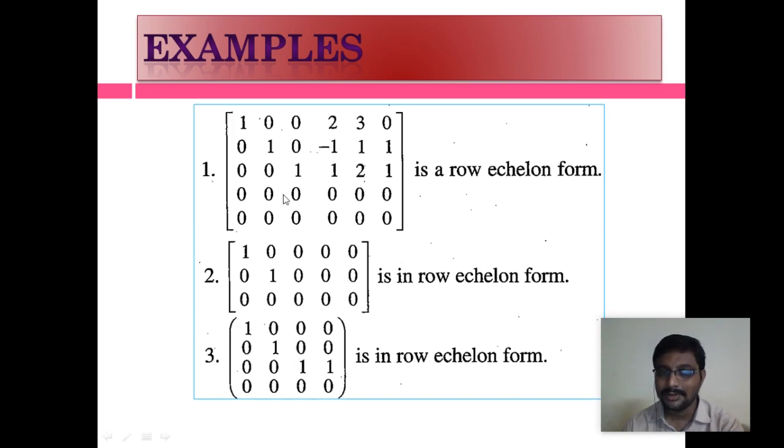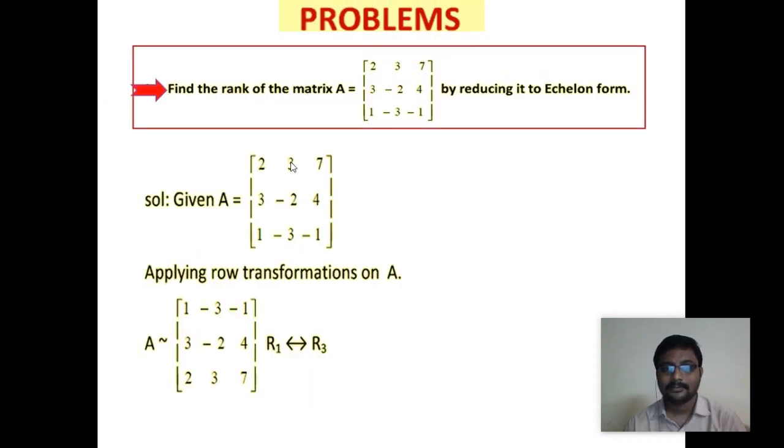Zero rows, if any occur, should be below the non-zero rows, and the number of non-zero rows decides the rank of the matrix. And the transpose of a matrix and the original matrix have the same rank. With these conditions, we can take up the problem.